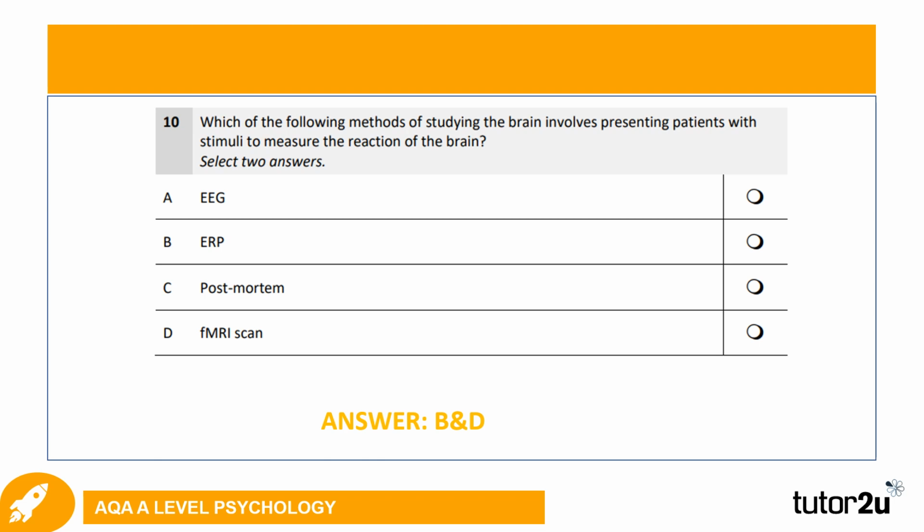Well done if you went for B and D. The correct answers were an ERP and an fMRI scan. So these are both measures which involve using stimuli to then measure the reaction of the brain and how the brain responds to that stimuli.